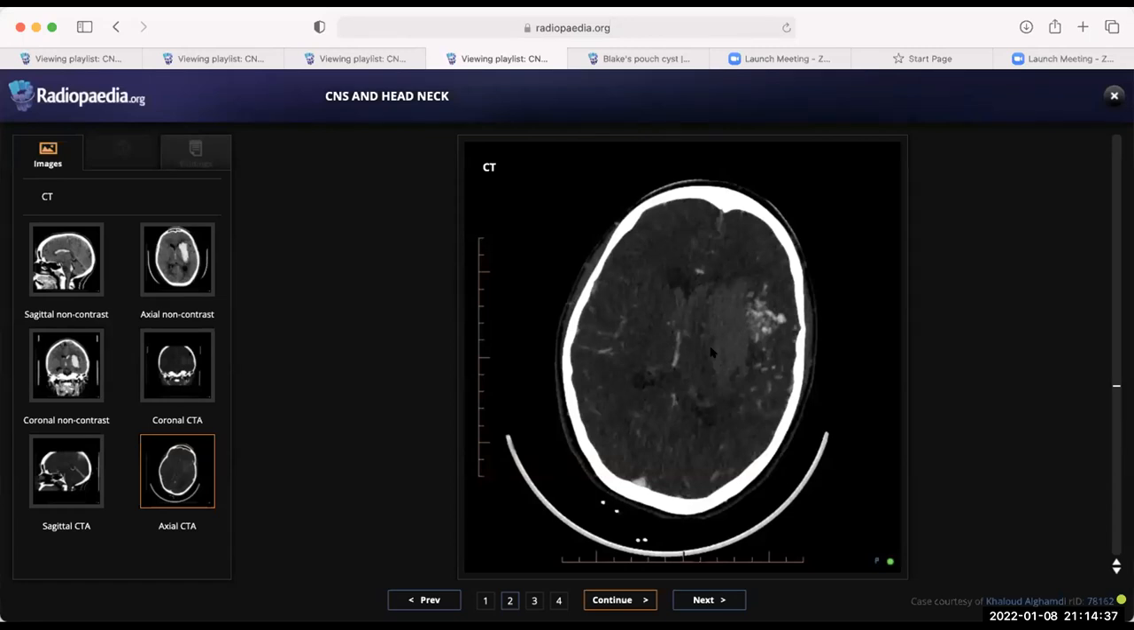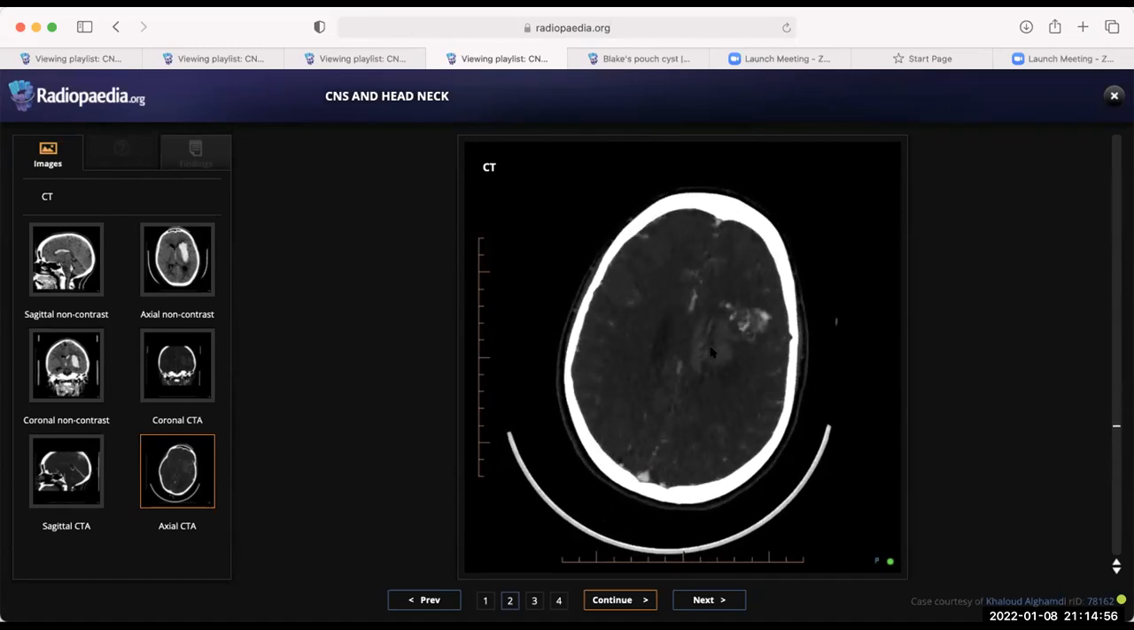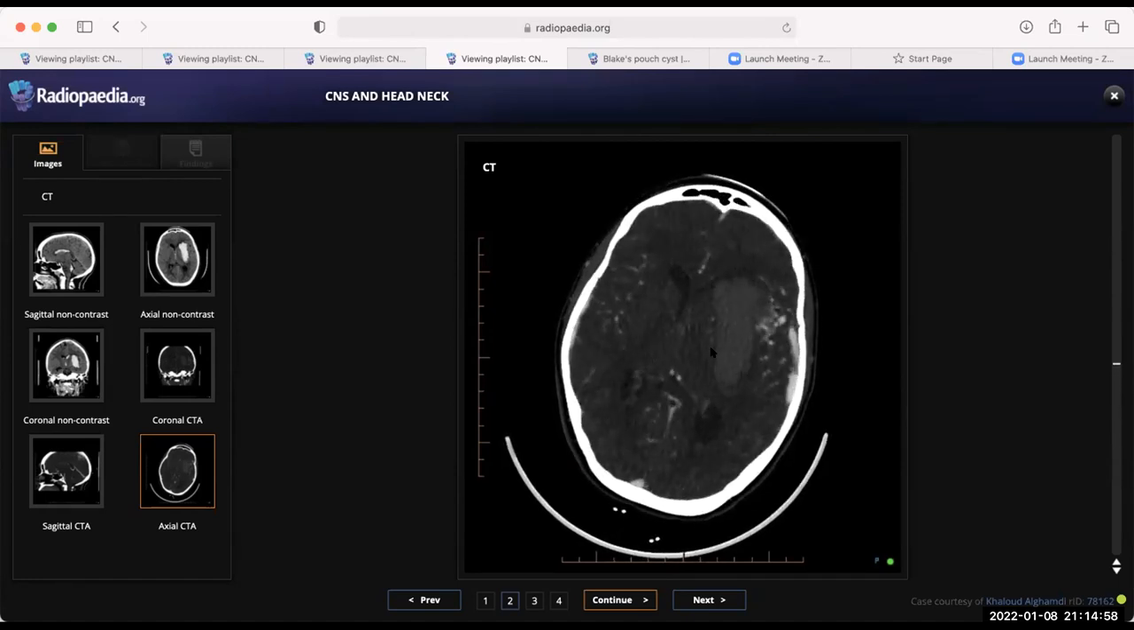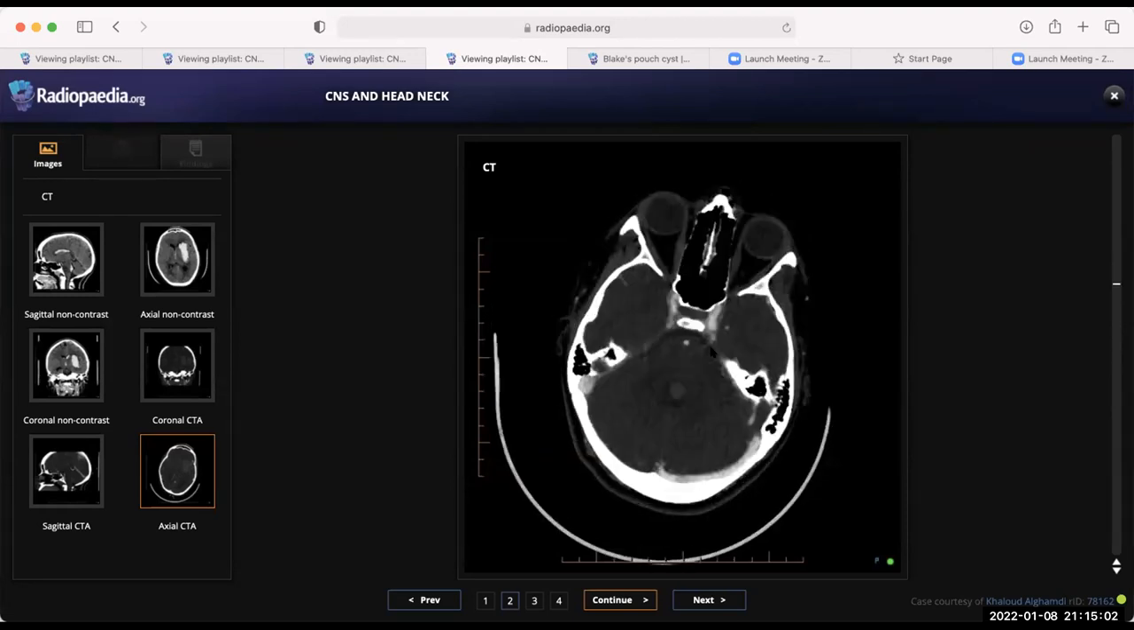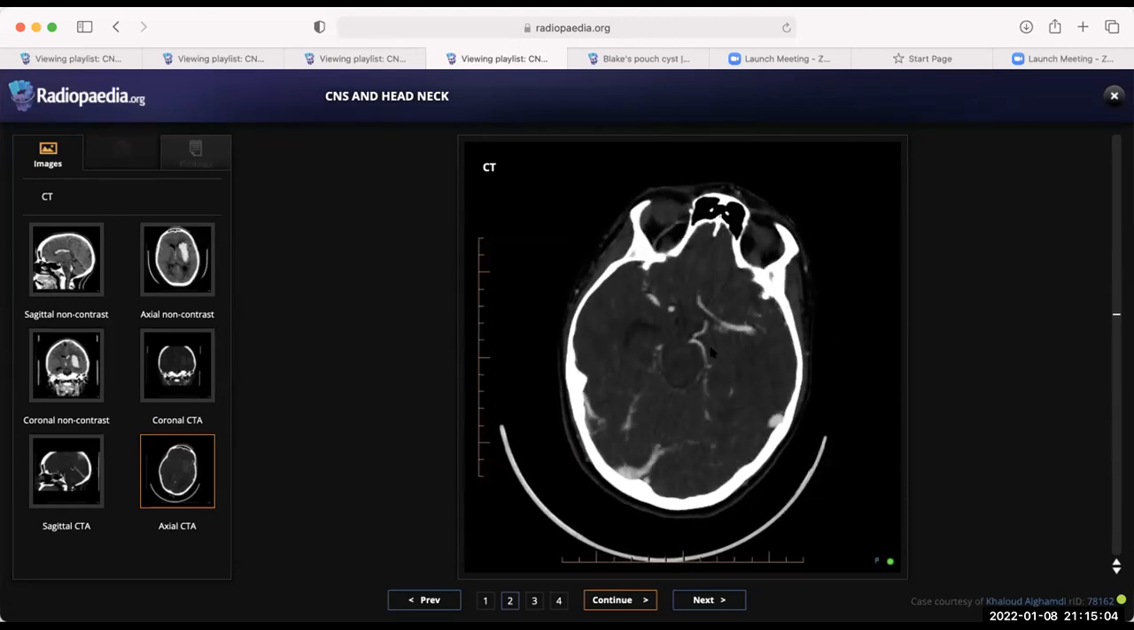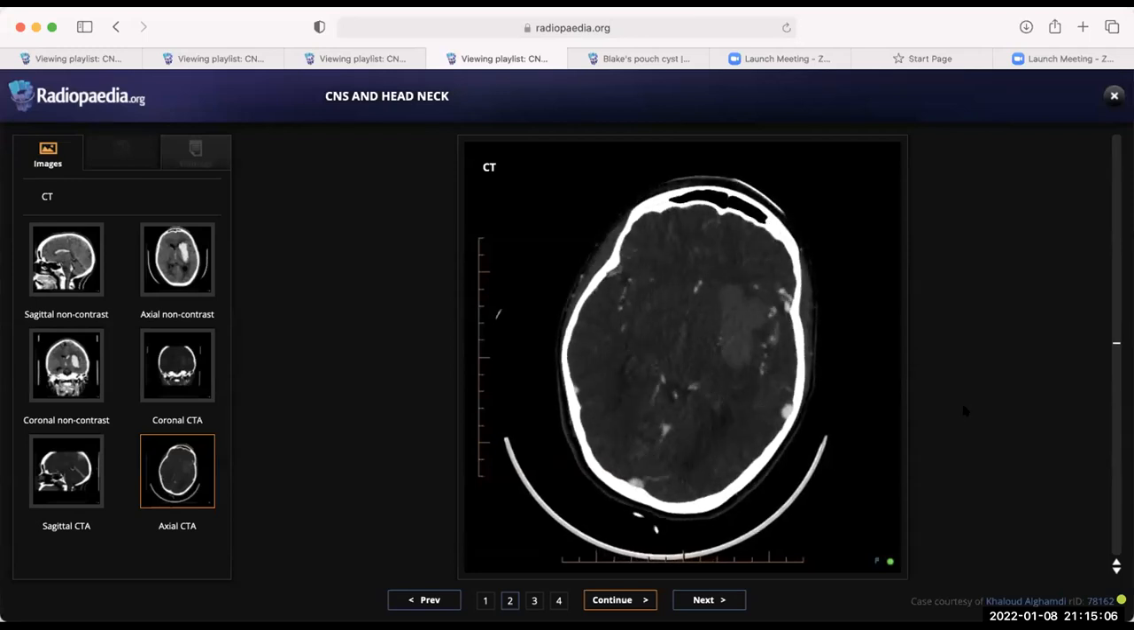Do you know of any scoring pattern for AVM? Spetzler-Martin classification we use. And what does that take into consideration? Yeah, here we can score this greater than 6 as it's involving the eloquent areas as well as the deep and superficial parts, both are involved, and the nidus is greater than 4 centimeters. Do you think it's involving the deep venous system? I think the internal cerebral vein is also involved.